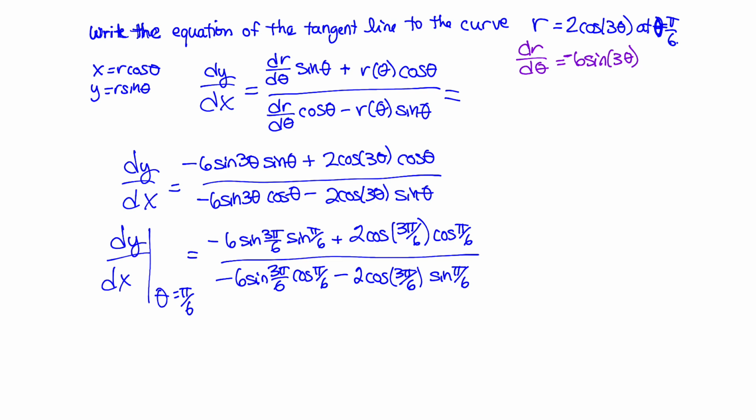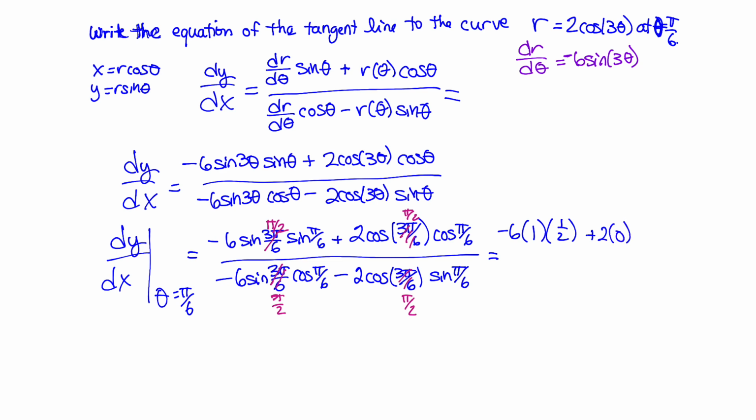Okay, so 3π/6 just reduces down to π/2. So that's giving me negative 6 times the sine of π/2, which is 1, times the sine of π/6, which is 1/2, plus 2.